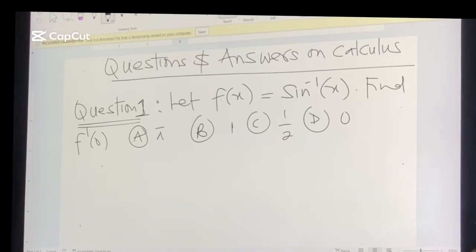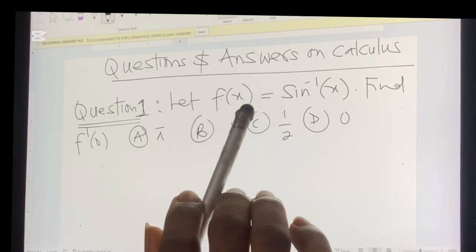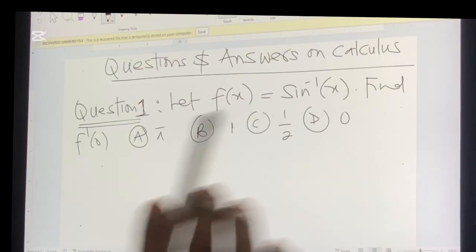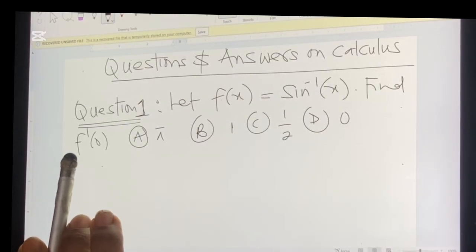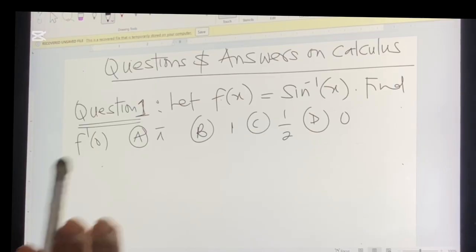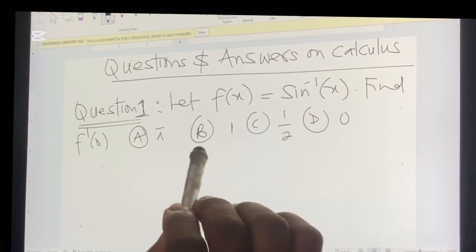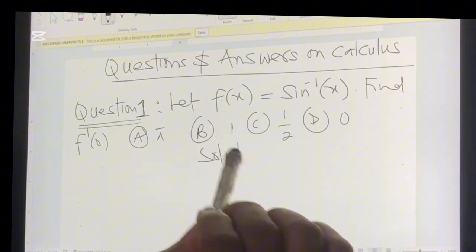In this video, we're going to focus on questions and answers on calculus. So we have this question here. They said let f of s is equal to sine inverse of s. Find f prime of 0. All right, now let's understand this question first before we solve it. Solution first.